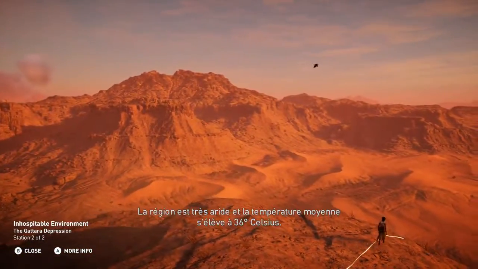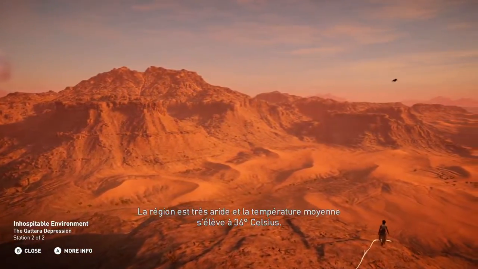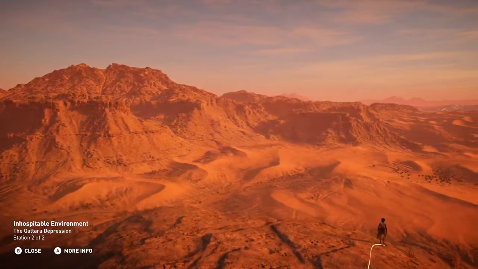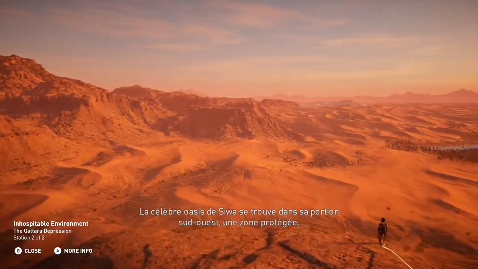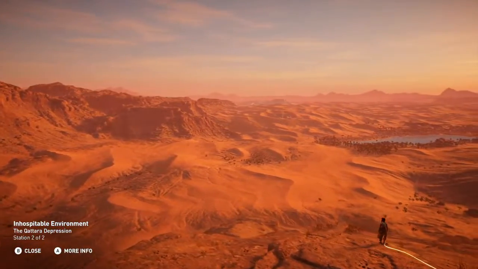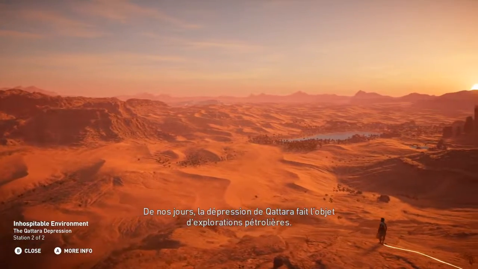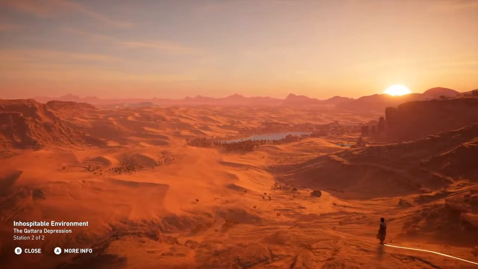The climate is very arid, with average temperatures reaching 36 degrees Celsius. The famous Siwa oasis is located on the protected southwestern region. Today, the Qattara Depression is utilized for oil exploration.